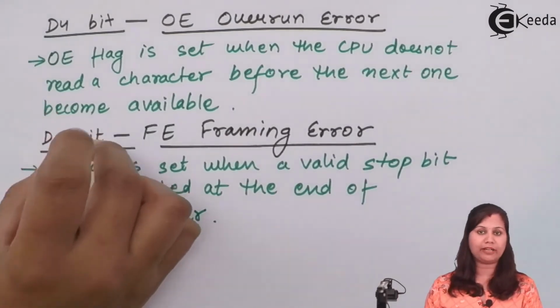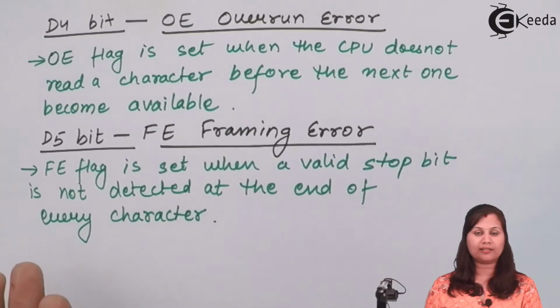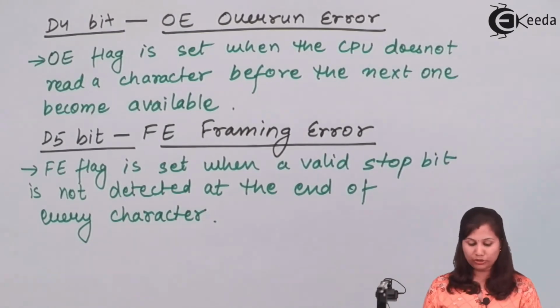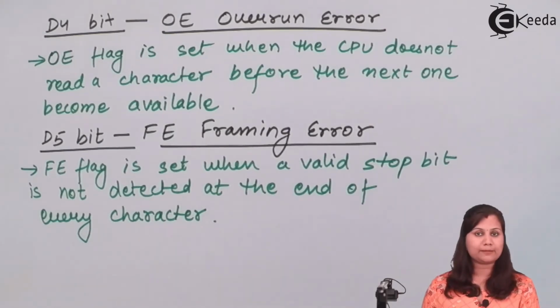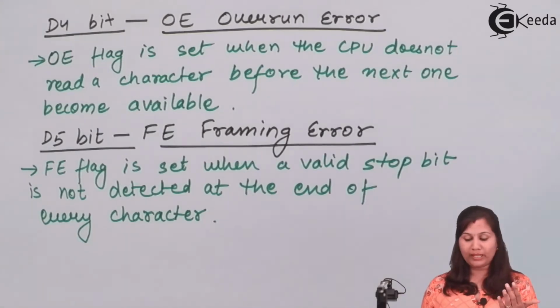If we want to read the status of the framing error flag, we can use this D5 bit. If it is 1, it means a framing error has occurred. If it is 0, it means no framing error has occurred. So these are the three types of errors: parity error, overrun error, and framing error. Parity error means the parity, even or odd, is wrong. Overrun error means data has not been read and the next data is available. Framing error means a valid stop bit is not there with the data. Whenever these flags are set, the microprocessor can read their status using these 3 bits of the status word.